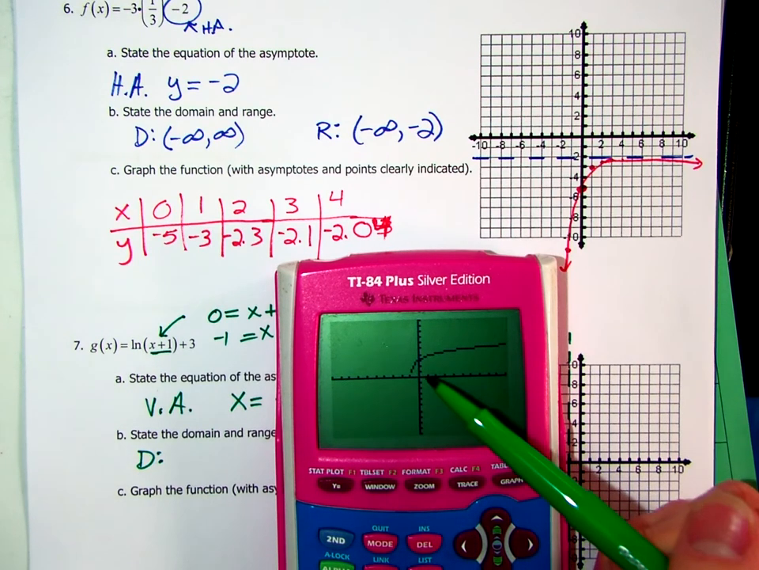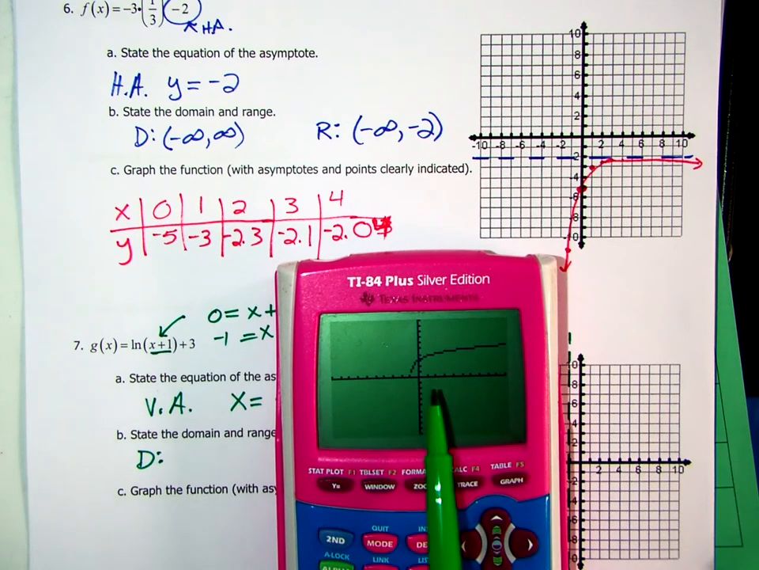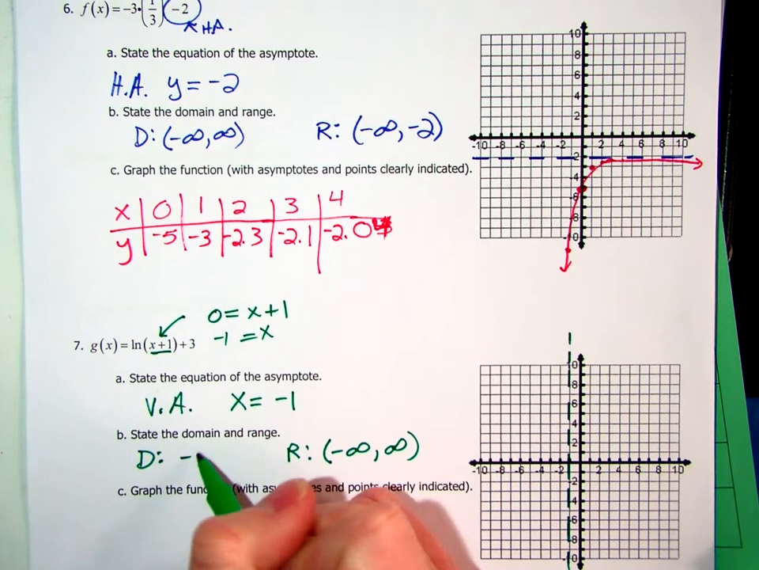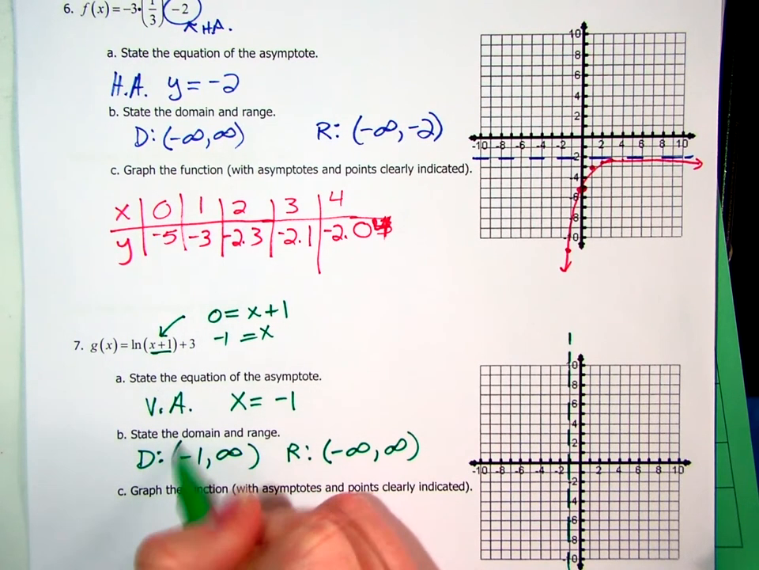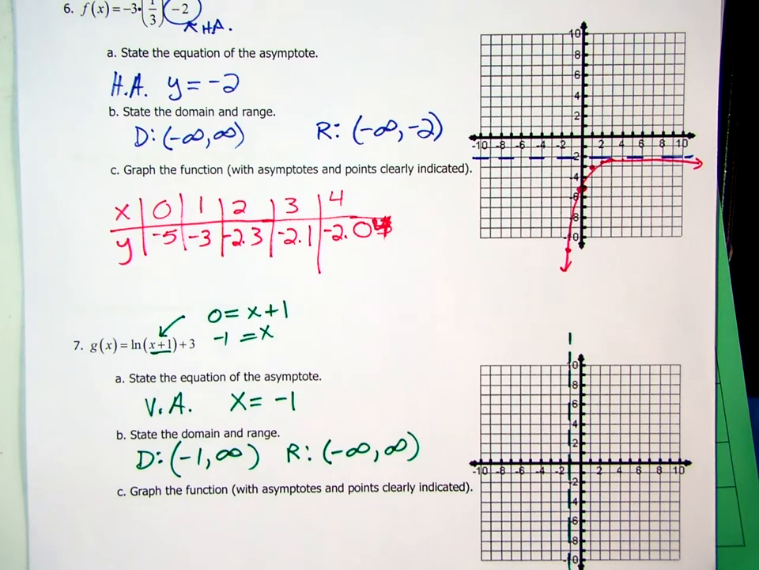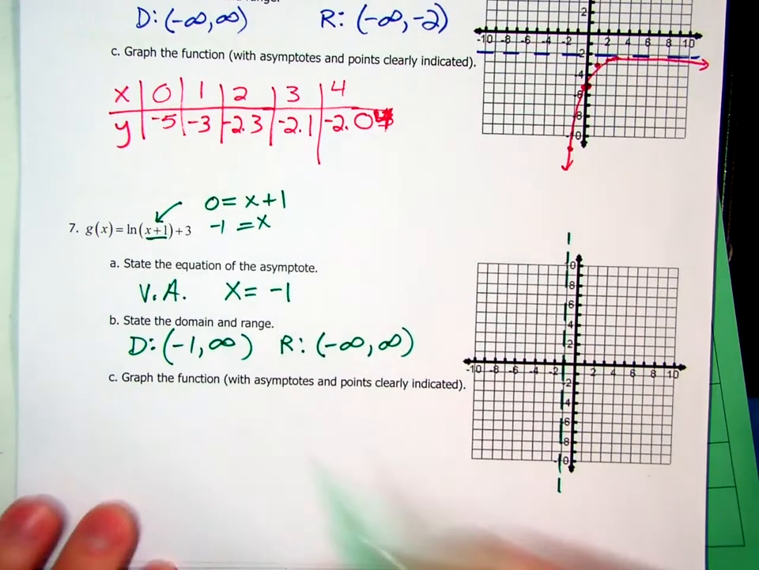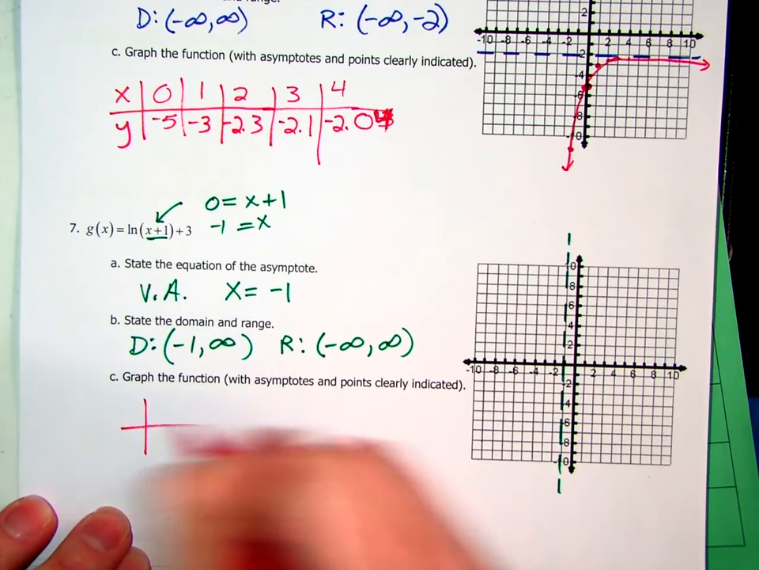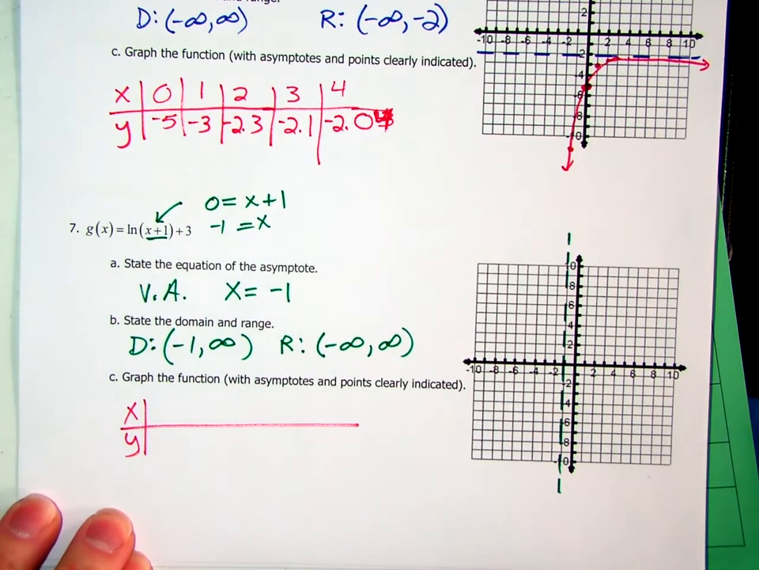Okay, so when I look at this problem, my domain, remember, is my x, so I'm looking left and right. That means it's going towards the positive x's, so positive infinity on this side, and -1 is the smallest. So this is -1 to infinity, and they both get parentheses because it will never actually touch that vertical asymptote. And then we need to go ahead and create our table of values again. So we need to create our XY chart.